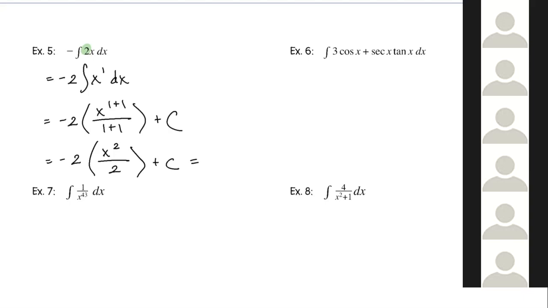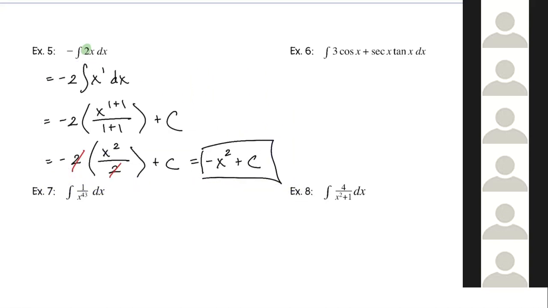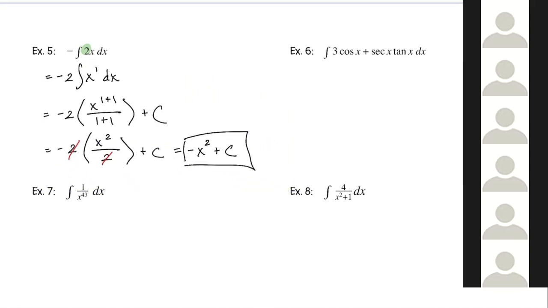And that would be just like above. We can reduce this 2 and that 2, and we'll end up with negative x squared plus c. Are there any questions about using that power rule right there? That's going to be one that's really fundamental for us.